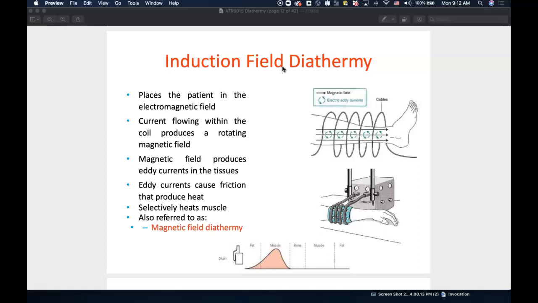So with an induction field diathermy, essentially what happens is you are placing that patient or that patient's limb in the actual electromagnetic field. So we can see that here, right? You are essentially wrapping these cables around the injured area and creating that electromagnetic field, right? And so what we see here is that the current or that electromagnetic energy is going to be flowing within those actual coils. Does everybody see that? And then it creates this rotating magnetic field, which essentially will restore your dipolar arrangement. Does that make sense, you guys? I hope so, right? I know it's kind of hard to visualize, but this is exactly what it looks like.